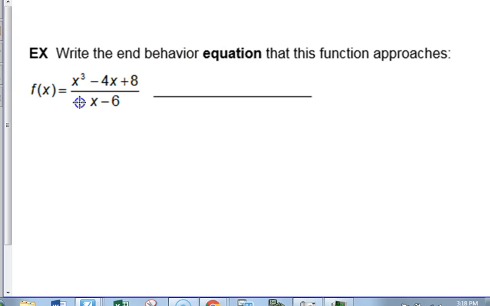Also on the quiz, there's one like this. It says this is a rational function, okay? Y equals x cubed minus 4x plus 8 over x minus 6. Write the end behavior equation. Now, that could just be y equals 0 if it was bottom heavy. It could be y equals negative 4 over negative 6, or 2/3, if there had been a degree 6 and 6 on the something. But it's not. It's top heavy. So what is the rule for end behavior when it's top heavy?